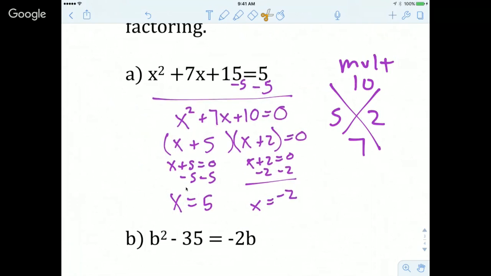Okay, and once again, I'd like you to write your roots as coordinate points: (-5, 0) and (-2, 0).